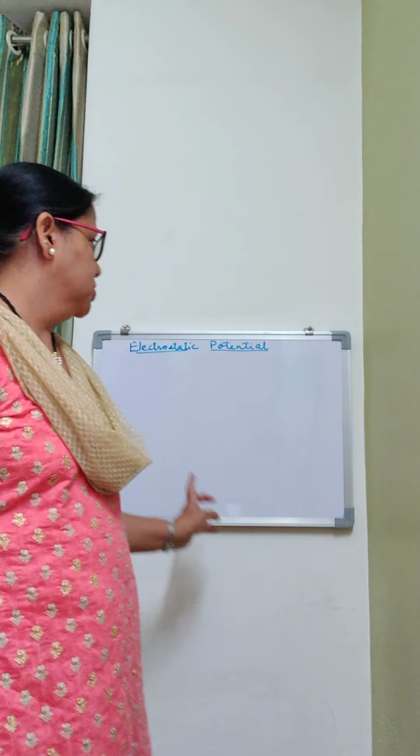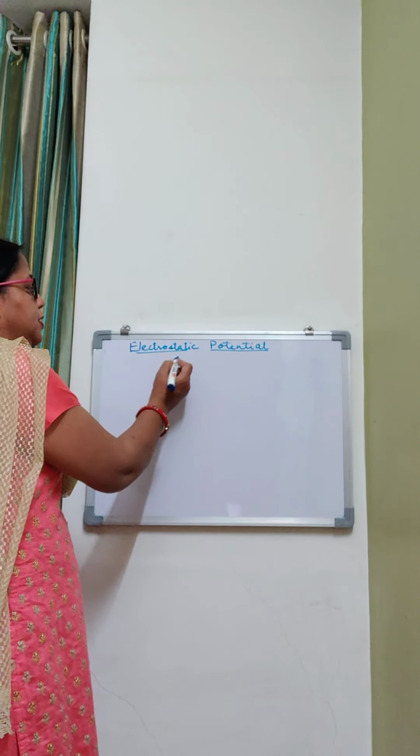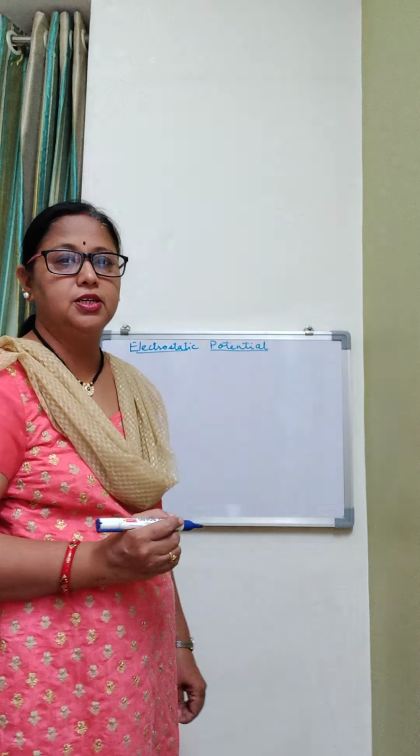Hello everyone. We have studied the Gauss theorem last time to find the electric field due to various types of symmetric surfaces. Today we'll see another new topic, that is electrostatic potential. Now this electrostatic potential term comes from the term potential energy. Potential energy for a positive charge. Let us consider the expression for electrostatic potential.